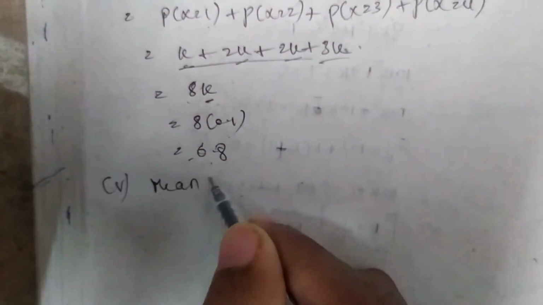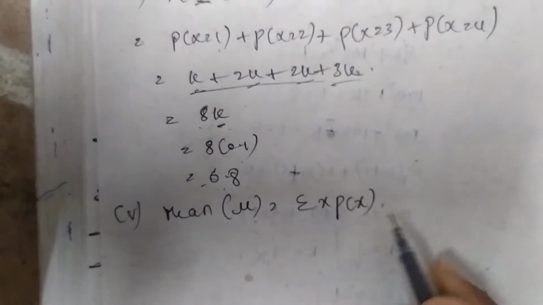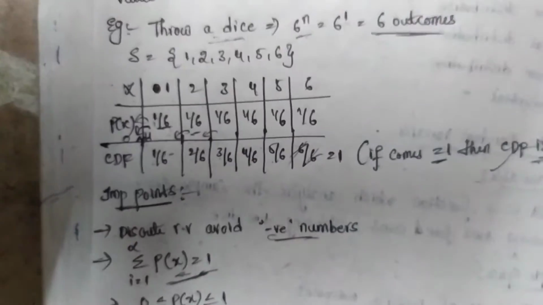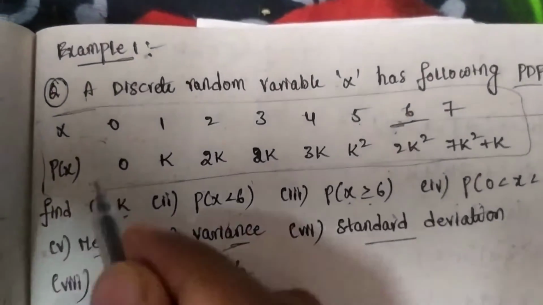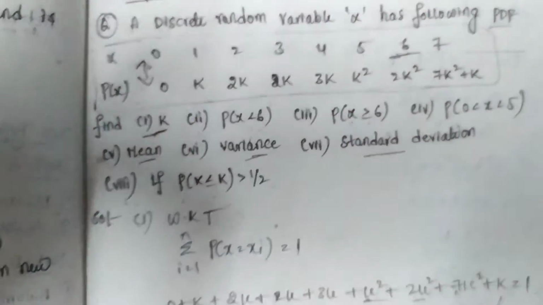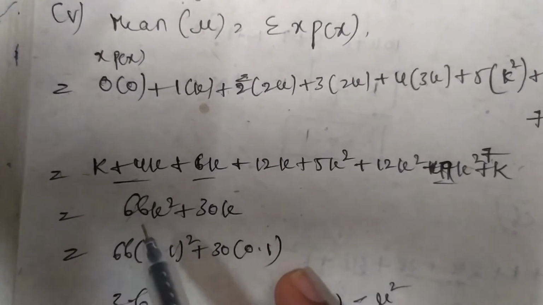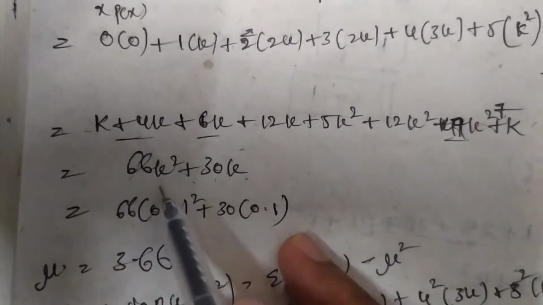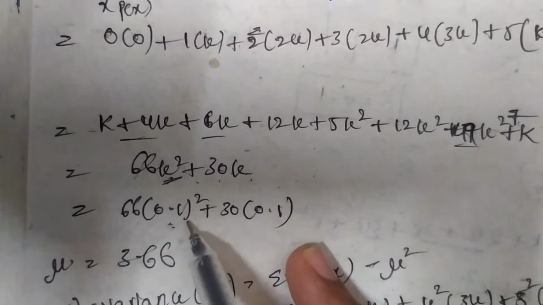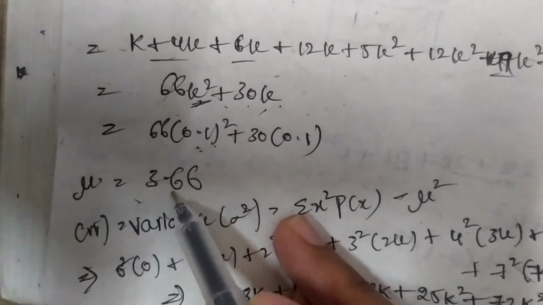We know that mean mu equals summation x into P(x). We are multiplying the x value and the P(x) value, and by adding all these values, we get 66k² + 30k. By substituting the k value 0.1 in this equation, we get the mu value equals 3.66.